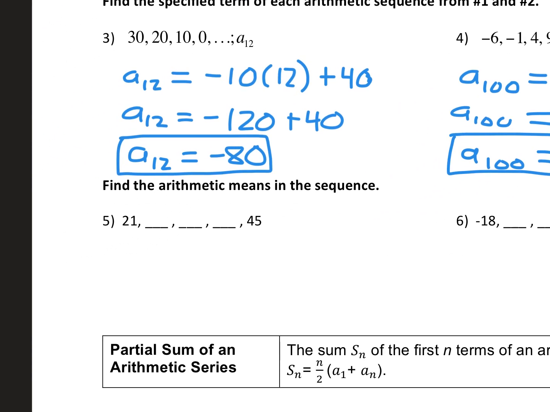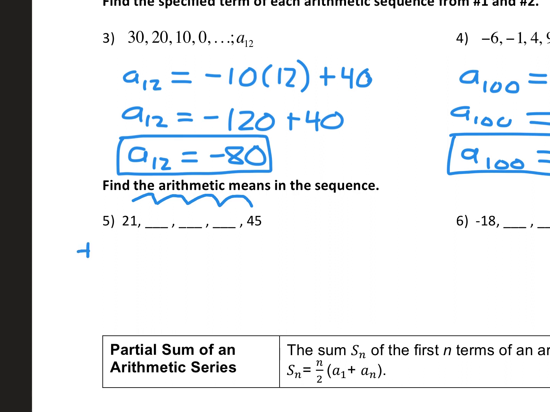All right, the directions on number 5 say find the arithmetic means. That basically means just fill in the blanks. Okay, so notice there are 3 missing terms, but what I like to focus on is how many jumps it takes to get from the 21 to the 45. So if I'm at the 21, it's 1, 2, 3, 4 jumps to get to the 45.